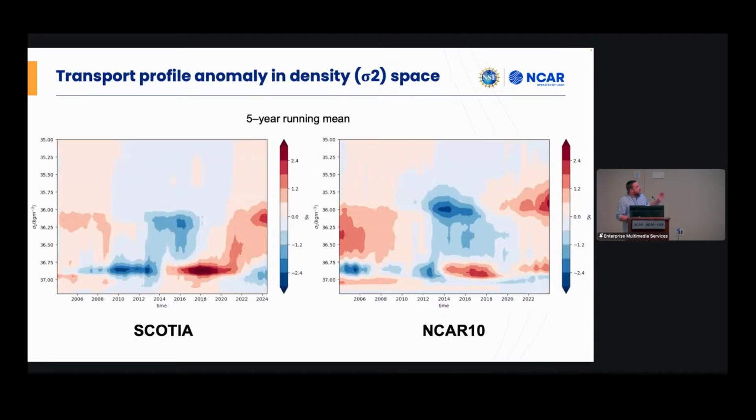And now, because we have this longer time series, we can start to look again at this long, slow variability. This is the same figure from earlier. I just applied a 5-year running mean, and you can still see, both in the observation and NCAR 10, this anomaly that starts to develop at depth, and then it looks like they are moving toward the lighter density class.